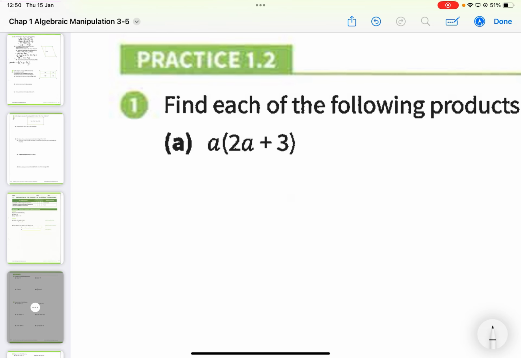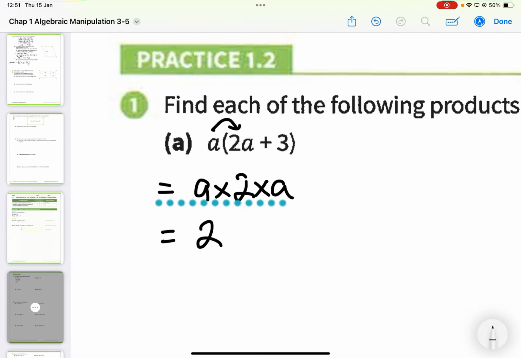Okay, so we start with an easier question. A multiply 2A plus 3. So I will have A times 2A. A times 2A is actually A times 2 times A. 2A itself is already a multiplication, 2 times A. Then A times 2 times A, we will group the A together, and it will become 2 times A times A. The easy way to write it is 2A squared.